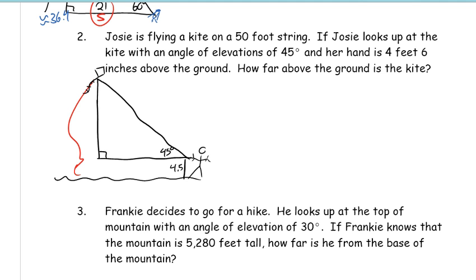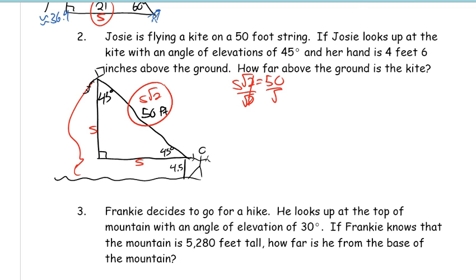Okay, 50-foot string. That's over here. And we've got all of our information down. One side's known. We know it's a 45, 45, 90, so we're not using Pythagorean. Across from 45 is S. Across from 90 is S radical 2. So S radical 2 is 50.